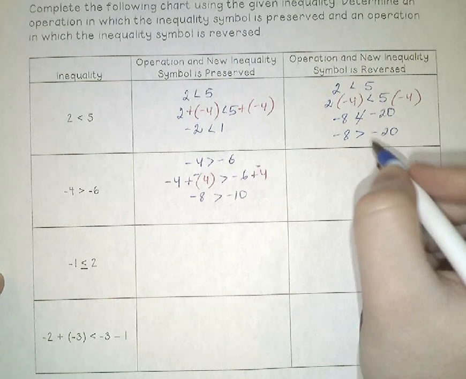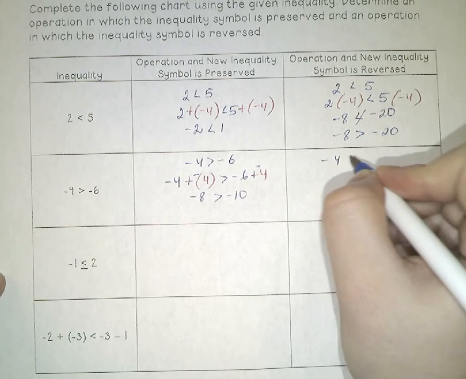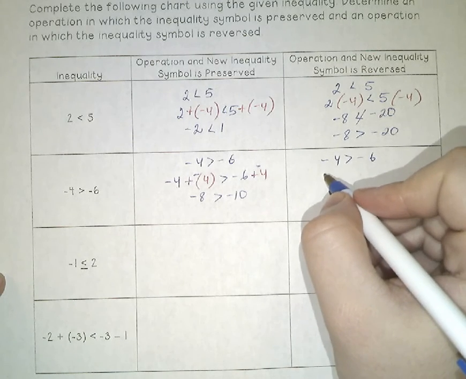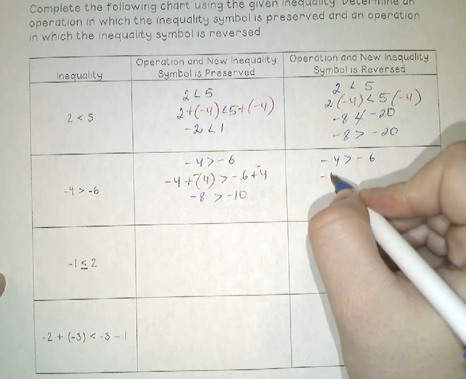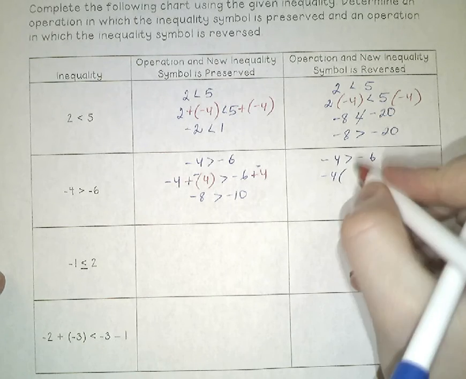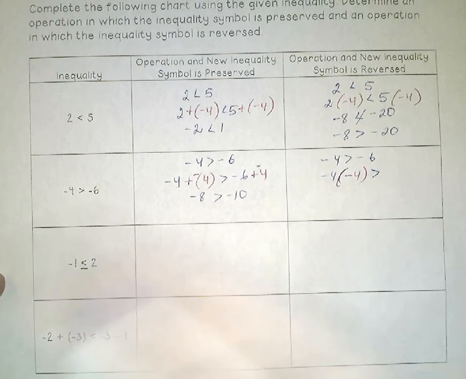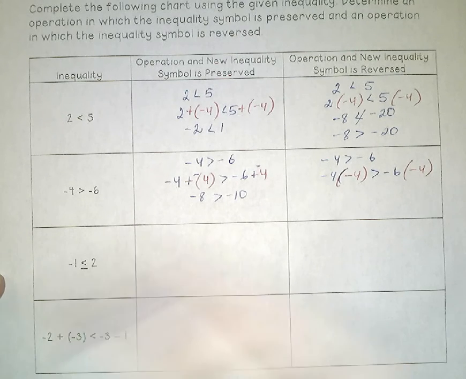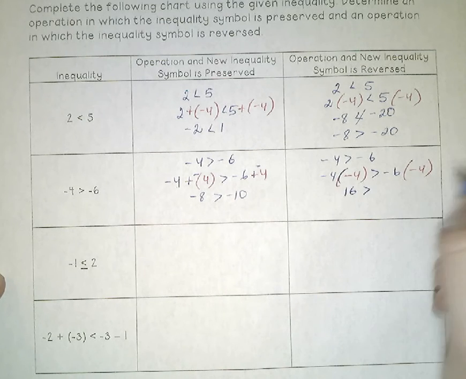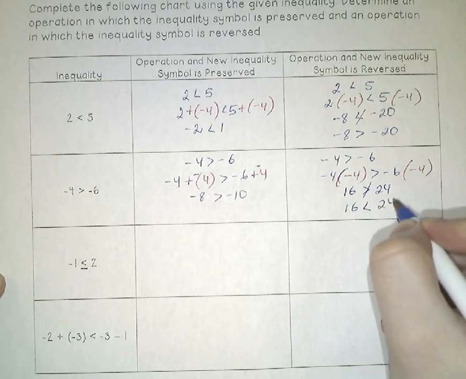Now let's again multiply by a negative number. Negative 4 is greater than negative 6. Let's stick with that 4. Negative 4 times negative 4 is greater than negative 6 times negative 4. So here I will have 16 is greater than 24. That is not true, so I'll have to reverse the sign. 16 is less than 24.